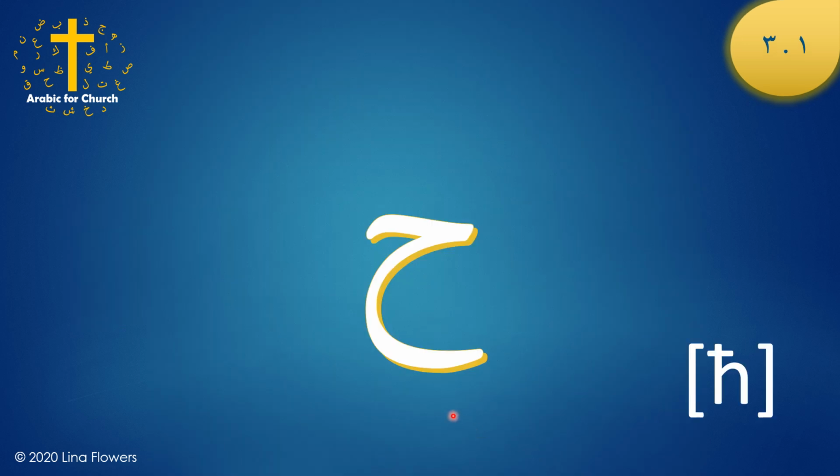This is the letter Ha. It's very similar to the letter Jim, but it doesn't have any dots around it. The pronunciation of Ha is Ha. It's similar to the sound Ha that you find in English, but it has more involvement from your throat. Ha.